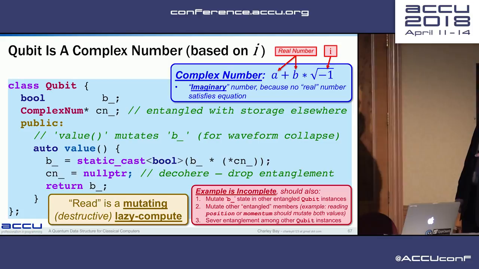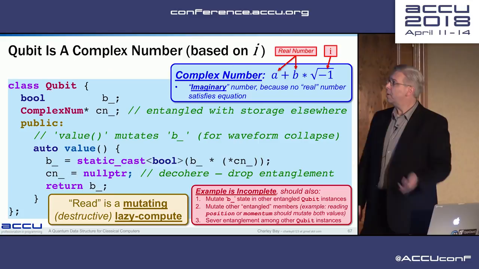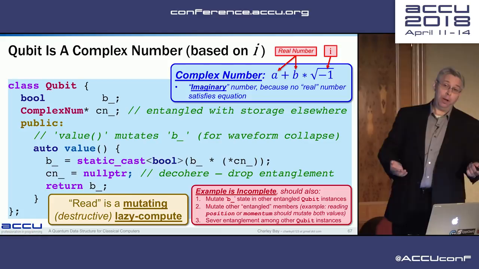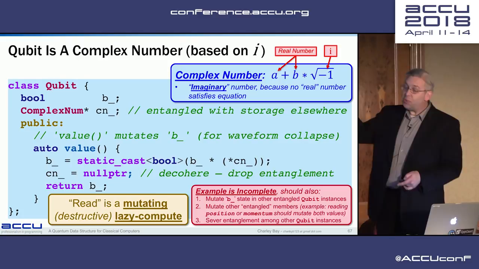We have a complex number. A plus B, those are real, times the square root of negative 1, that's i. That's a complex number. It's an imaginary number. It's imaginary because no real number, no self-respecting real number, would satisfy that equation.